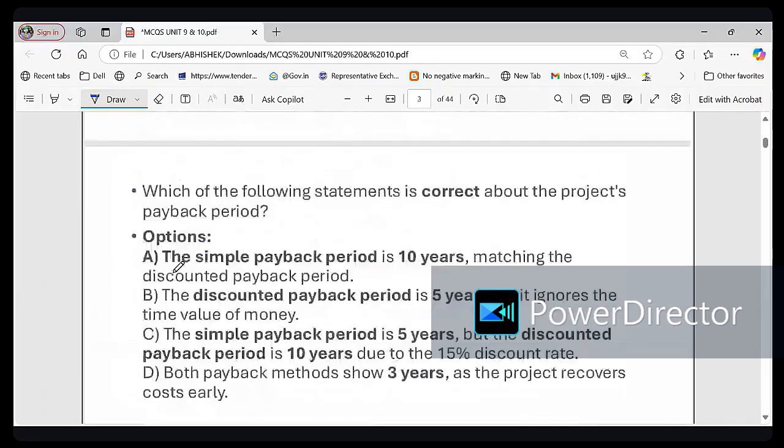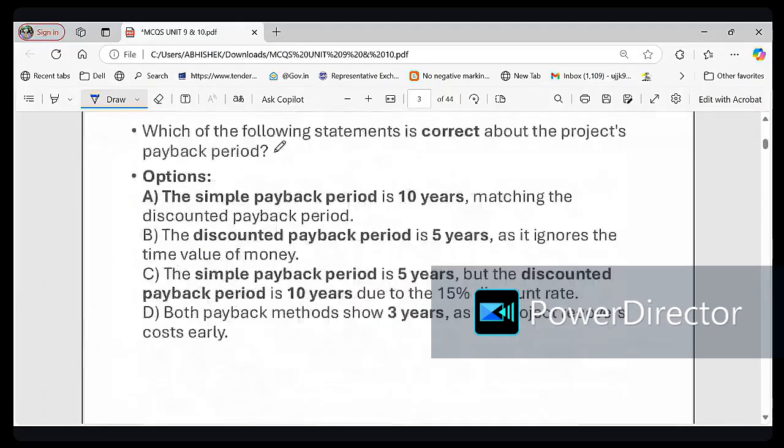Now the question is, which of the following statements is correct about the project payback period? Very good question, right? Option A, the simple payback period is 10 years, matching the discounted payback period. Option B, the discounted payback period is 5 years and it ignores the time value of money. Option C, the simple payback period is 5 years, but the discounted payback period is 10 years due to the 15% discount rate. Option D, both payback methods show 3 years as the project recovers cost early.